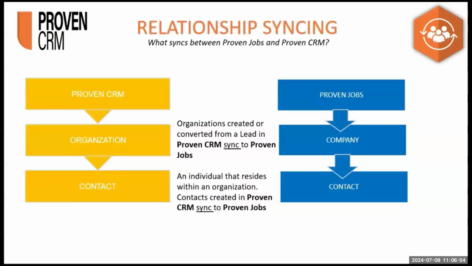Now that we have discussed the different types that can be added to organizations, let's review what syncs between Proven Jobs and Proven CRM. The sync between the two platforms is a dual sync, meaning the information syncs back and forth. The exception to this are records created as lead organizations in the CRM. Those lead organizations will stay in the CRM until such time as they are promoted to an organization, which will then sync to Proven Jobs.